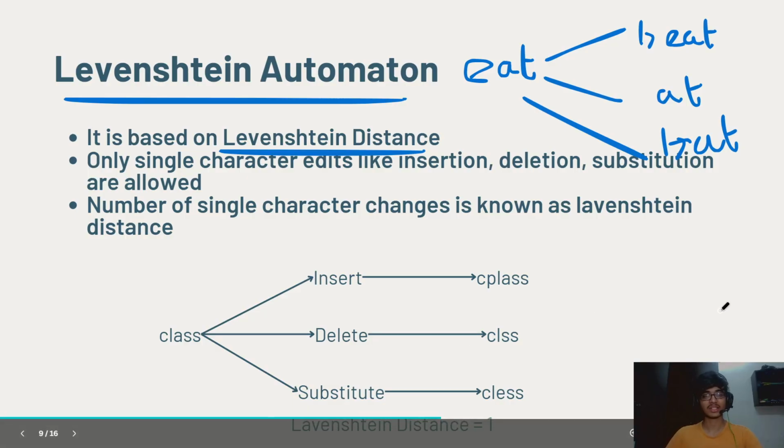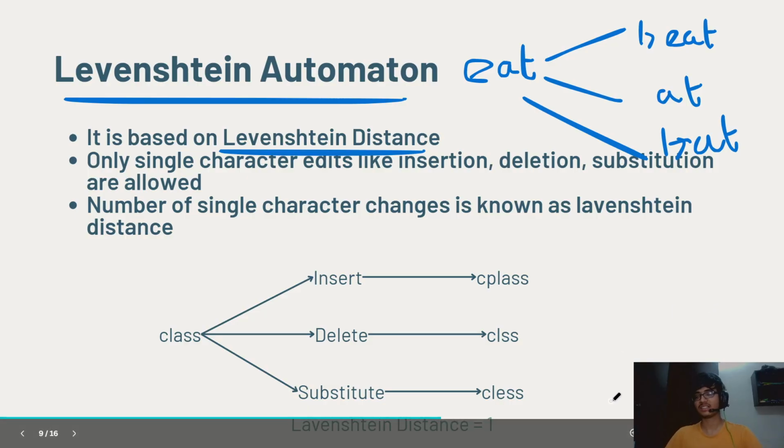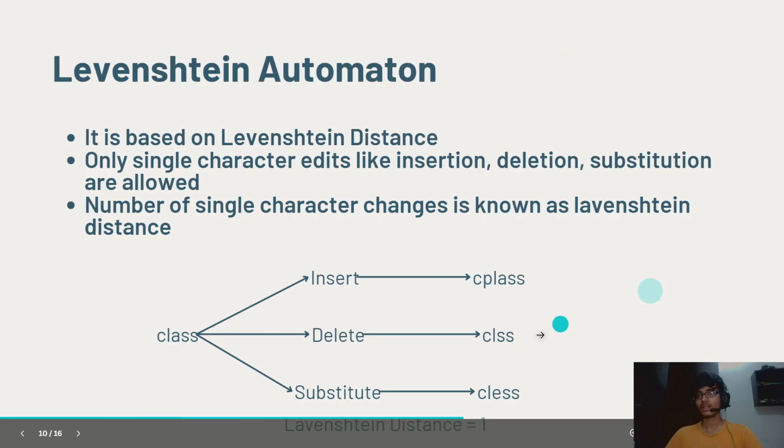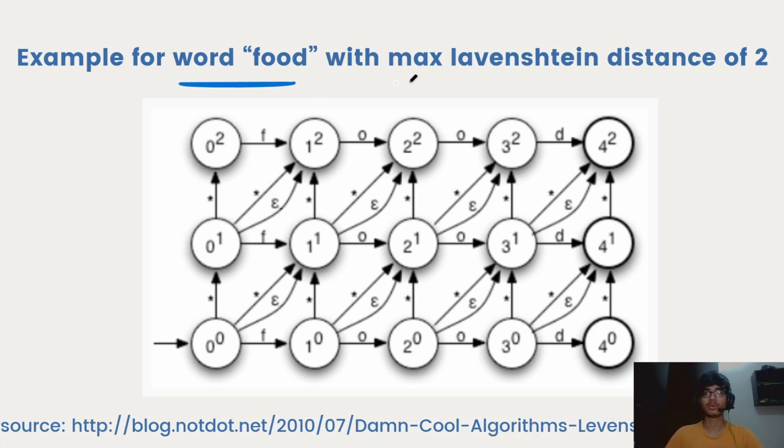So I gave another example here for class. Insert P in between C and L, delete A, or substitute E for A. All this is for Levenshtein distance 1. So going on to the next slide, this is a finite automaton for the word food with max Levenshtein distance of 2.